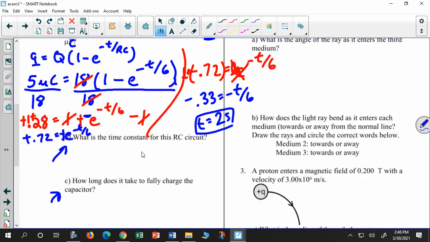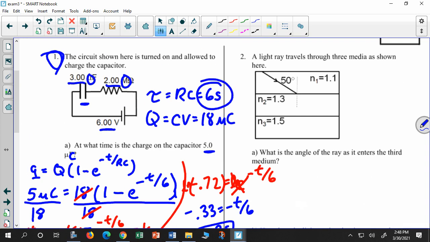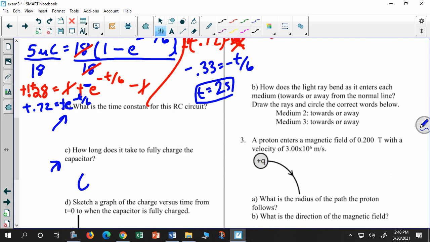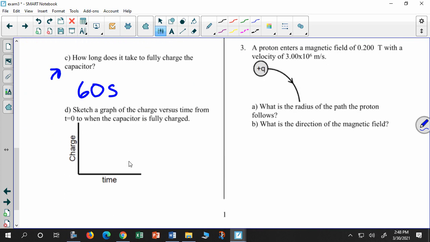Remember, to fully charge a capacitor is this value times 10. So for this one, it would be 6 times 10 or 60 seconds. I could ask you to graph this. This is a growth function, so it's going to look like this. You need to know those anyway. We'll look at those. The answer is either going to be that or that, a growth or decay function. So you'll have a multiple choice about this.